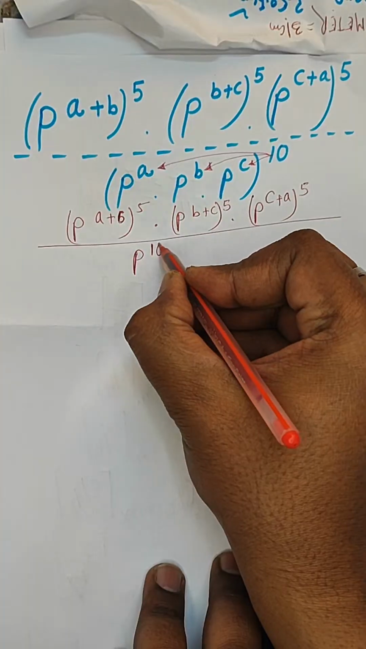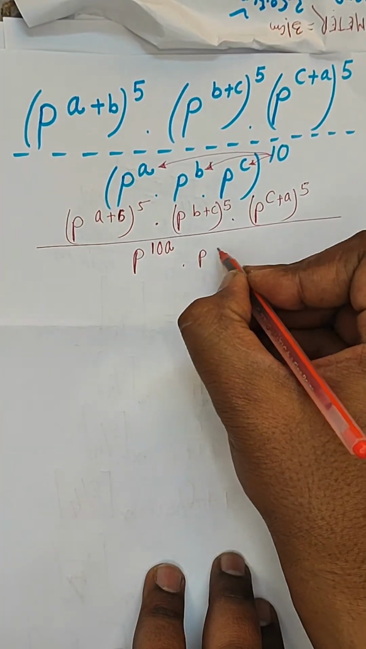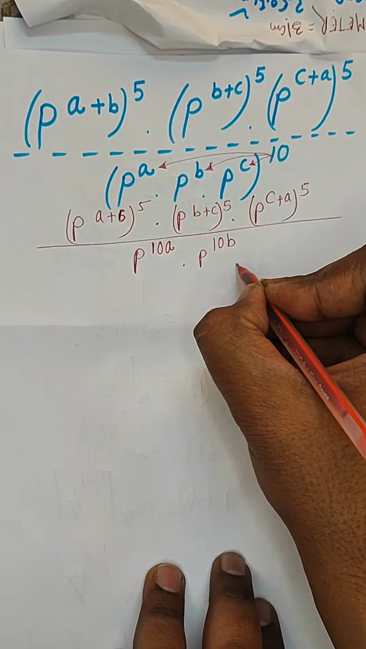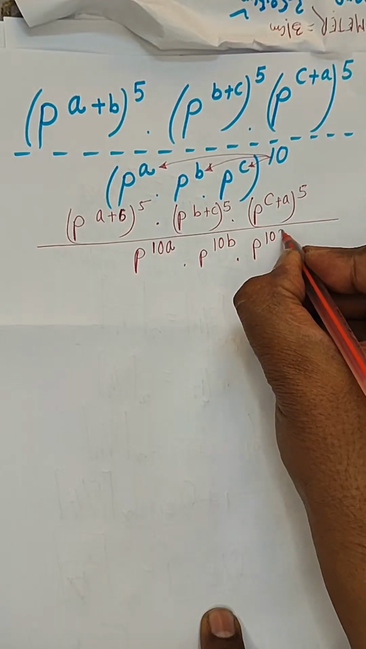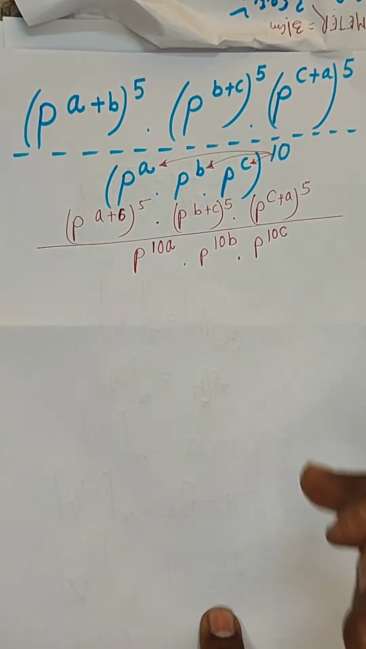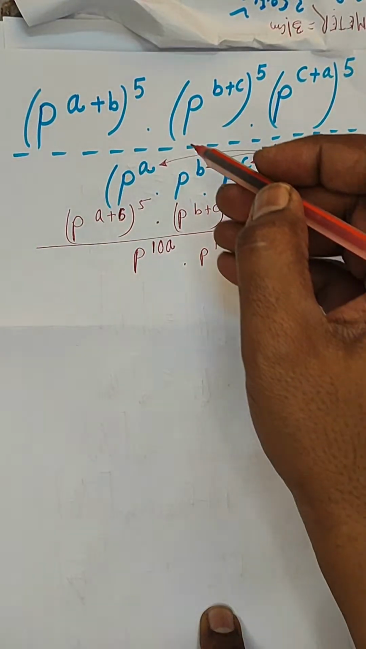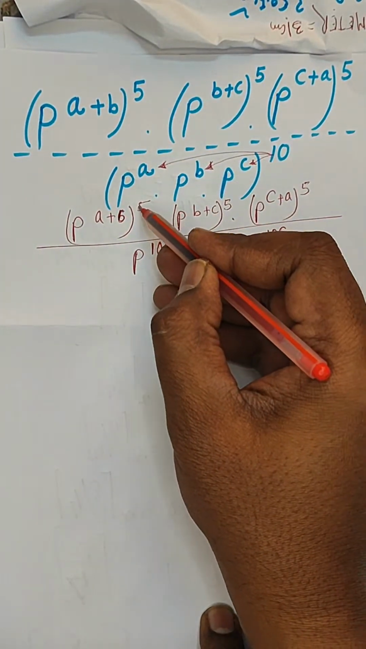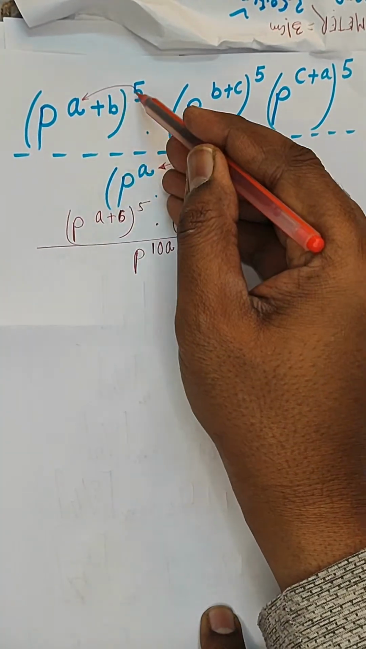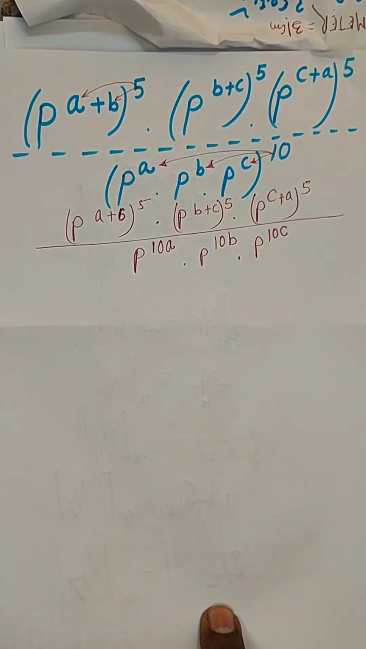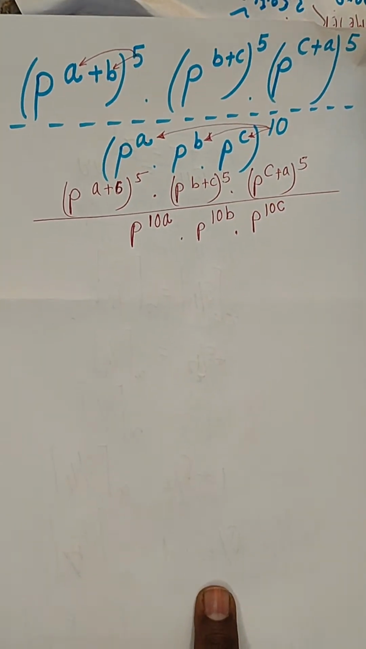So this can be written as p^(10a) multiplied by p^(10b) multiplied with p^(10c). Tell me, students, this can be done or not? It can be done, right? Similarly, it will happen over here also. This 5 will be multiplying to this a, this b gradually, right? So we can just write it like this.